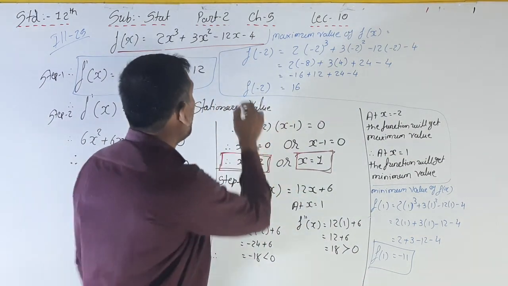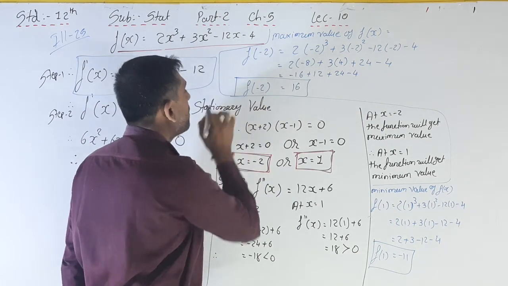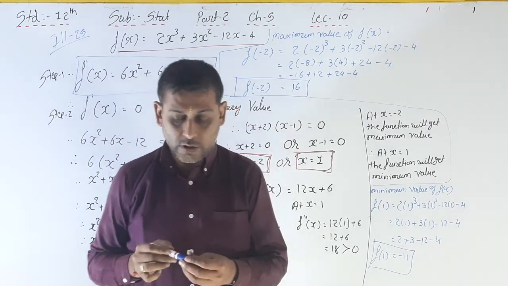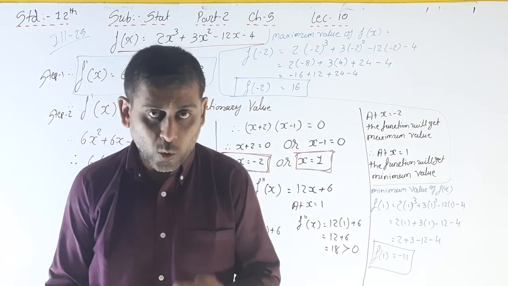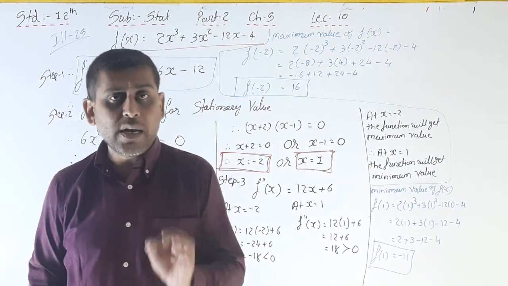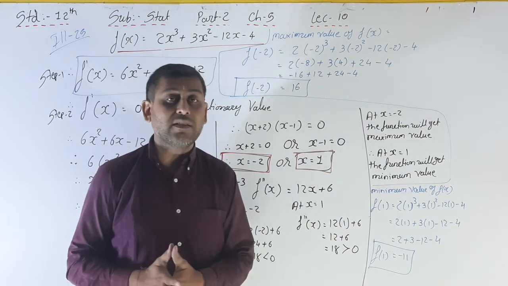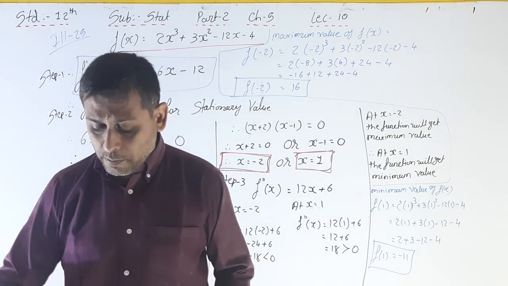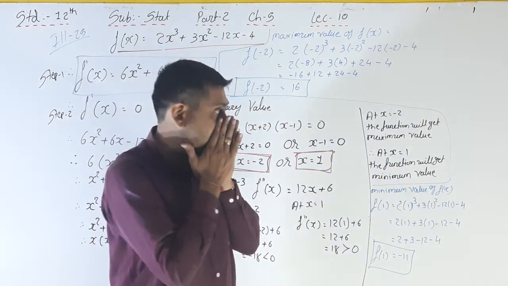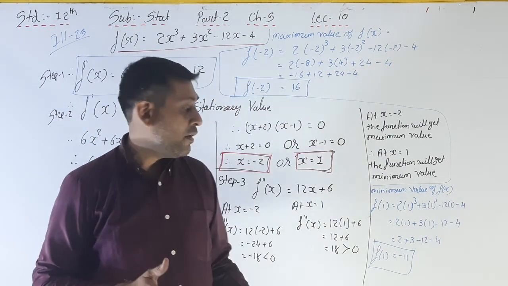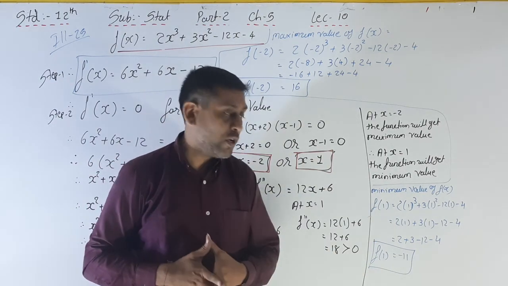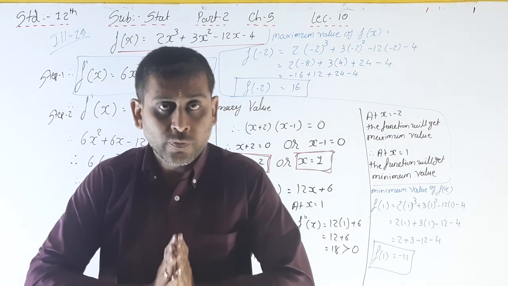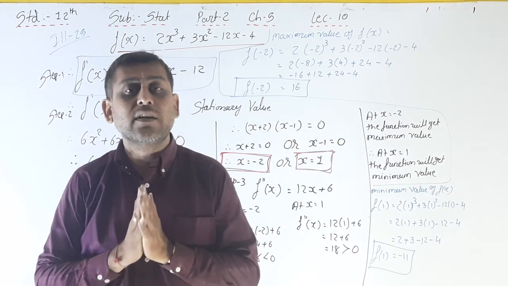And the maximum value of the function is plus 16. See here, the maximum value and minimum value, that is the main question. So you have to write one answer. Thus the maximum value of f of x is equal to 16 and the minimum value of the function is -11. This is your 4-mark sum.